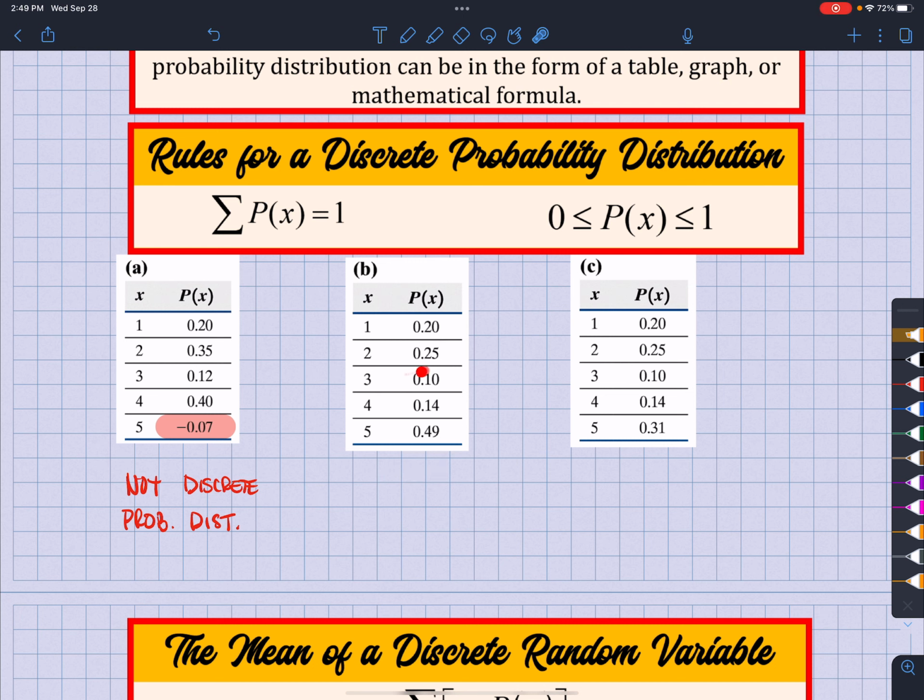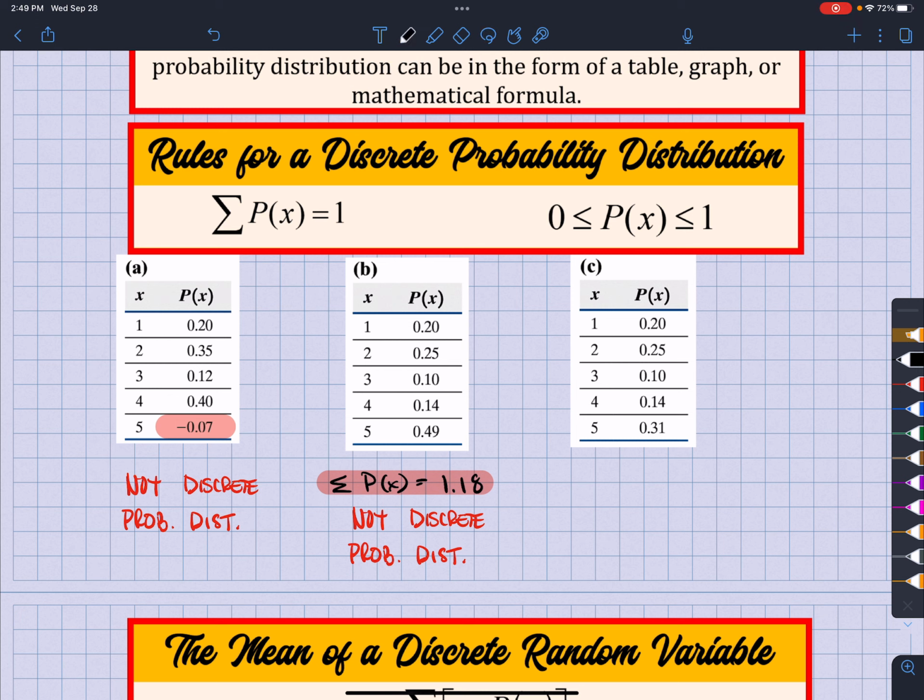On the second one, everything looks normal. It looks like every single one of these is between 0 and 1. However, the only way to find out is if we just add all these numbers together. Plus 0.1, plus 0.14, plus 0.49. Well, the sum of the probabilities is going to come out to be 1.18, which is definitely an issue as well, right? So therefore, this is also not a probability distribution.